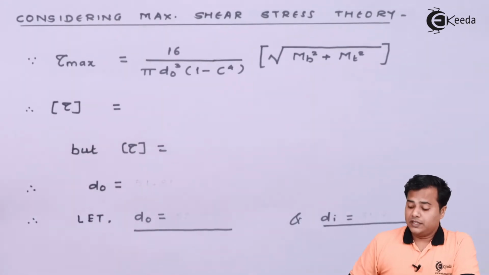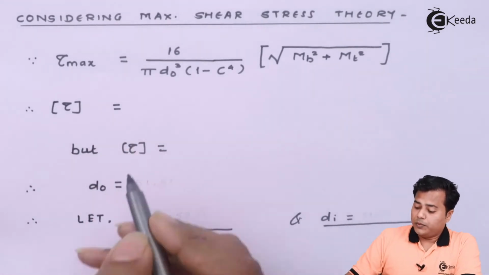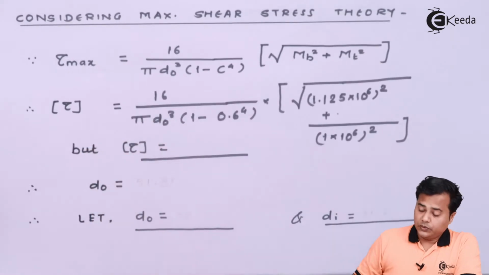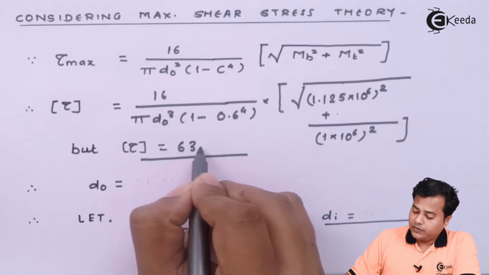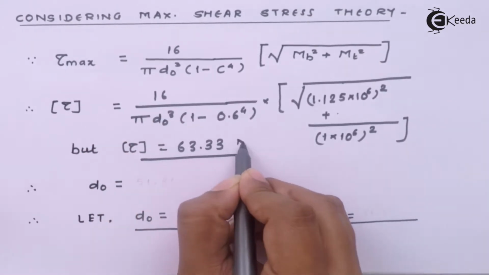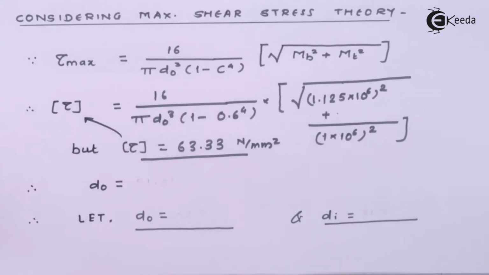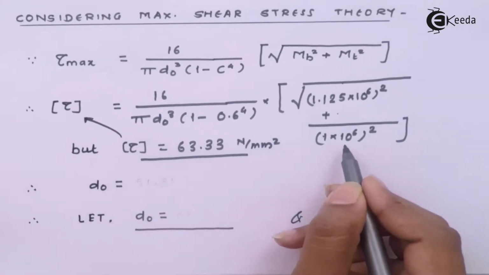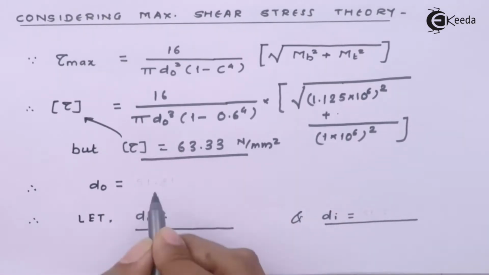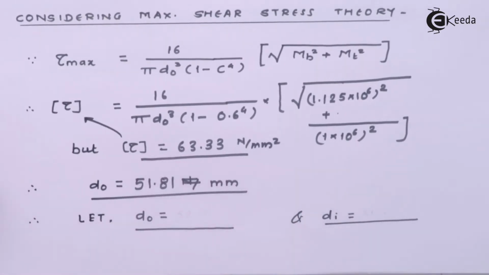and considering maximum shear stress theory for the given case, we have this expression with us where we can substitute the formulae, but we already know that the allowable value is somewhere around 63.33 Newton per millimeter square. If I substitute this value back in this equation, we will get the value of diameter D naught, which is the only unknown in our case, somewhere around millimeter.